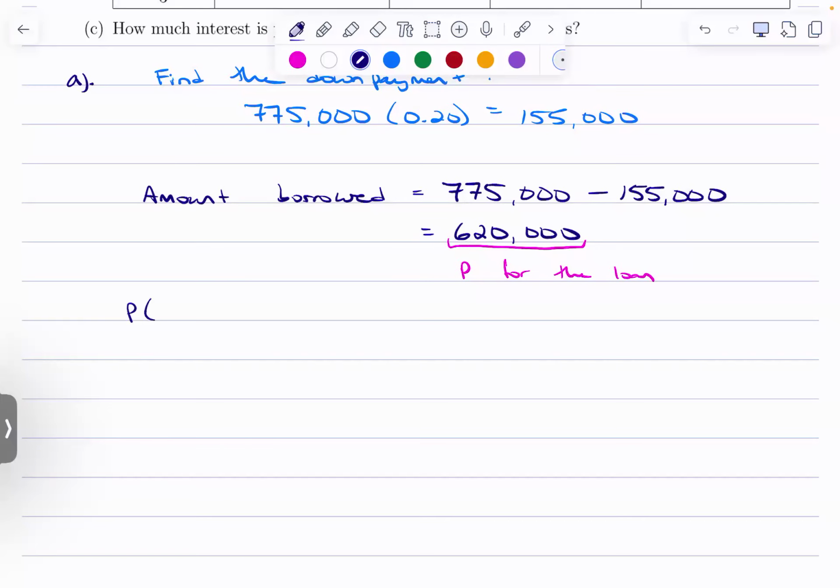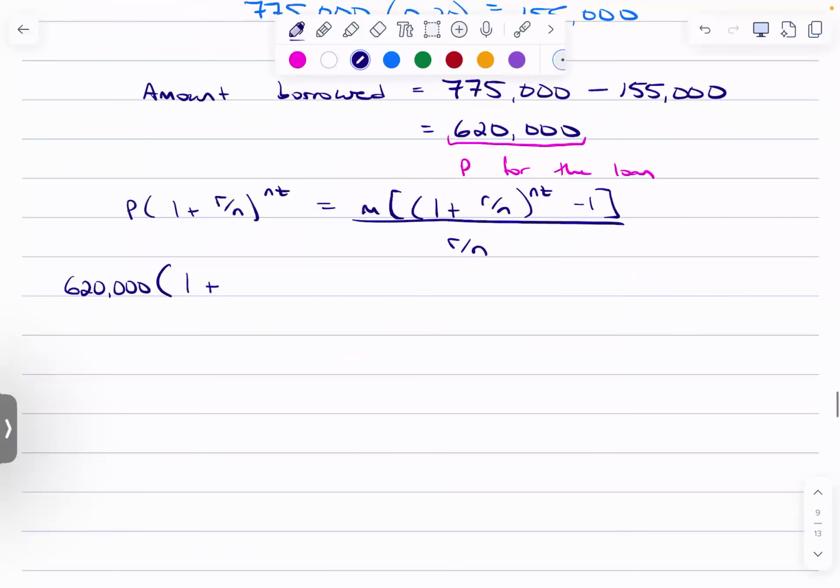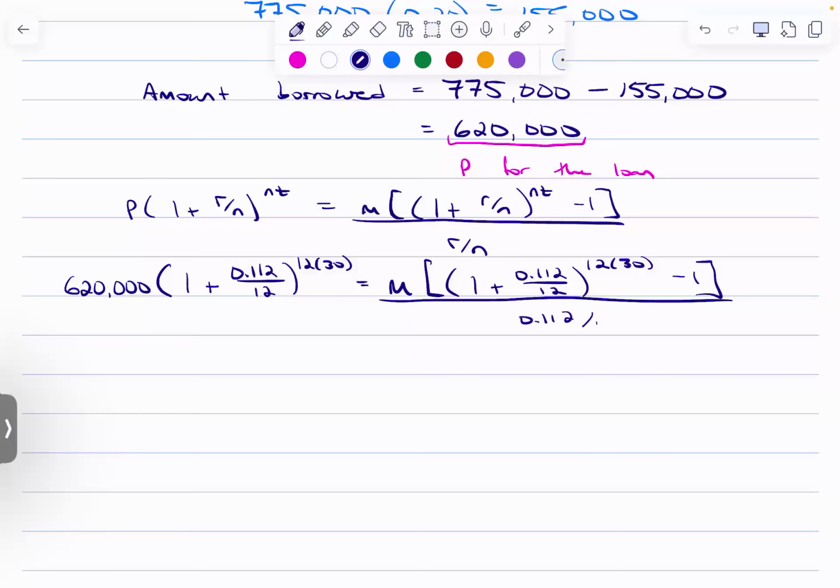here we go. P times (1 plus R over N) to the N times T is M times ((1 plus R over N) to the N times T minus 1) divided by R over N. Using this P and the rate and the N and the T, I want to solve for M. So I have 620,000 times (1 plus 0.112 divided by 12) to the 12 times 30 is M times ((1 plus 0.112 divided by 12) to the 12 times 30 minus 1) divided by 0.112 divided by 12.